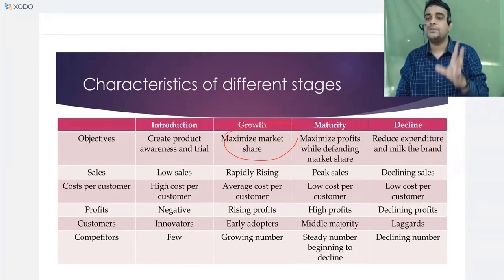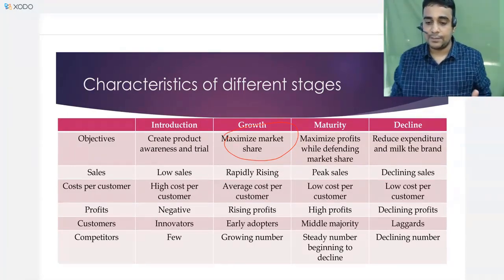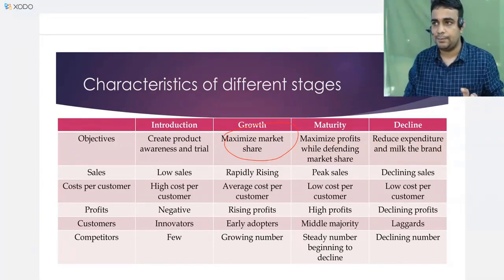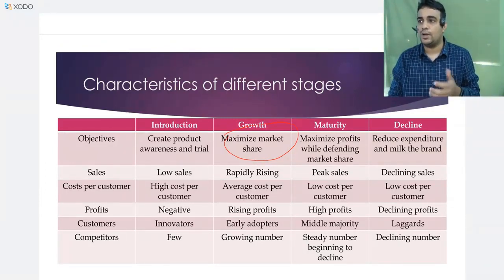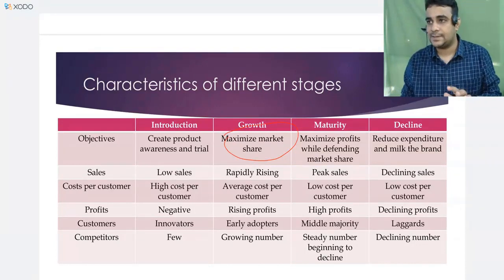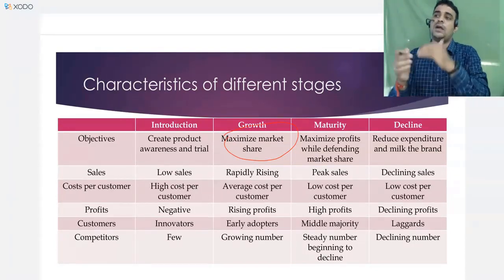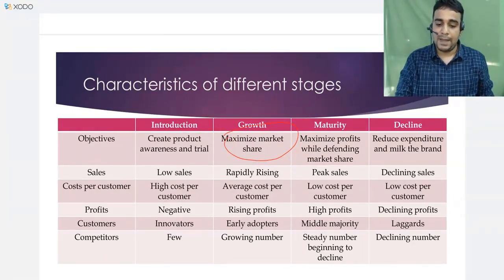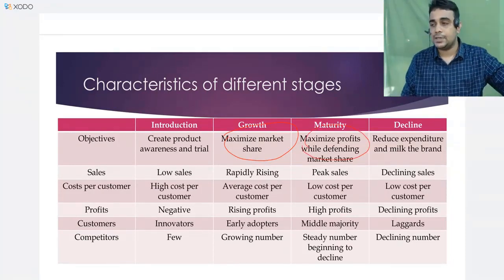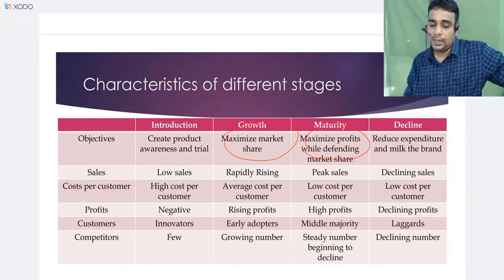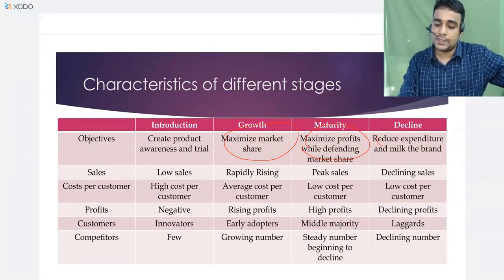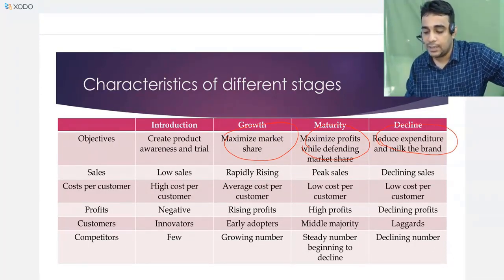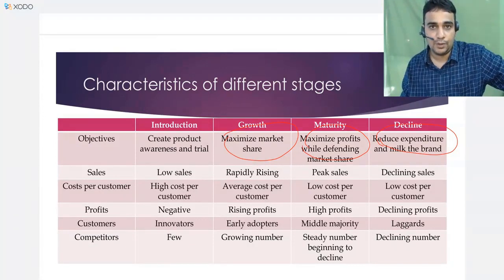For example, your FMCG products, the consumption of cosmetics and other products, they'll keep growing based on the population growth. It's not that individuals will start consuming more. It'll keep growing at a steady pace. When you come out with a new product, maybe you grow at a rapid pace, but after a point you will grow only at a steady pace. So maximize profits while defending the market share. Reduce expenditure and milk the brand, that is, focus on your brand loyalty and get sales from the customer. Don't try to spend more on the product side.